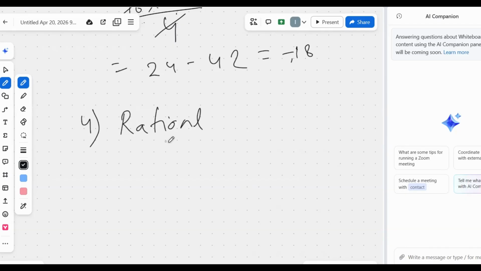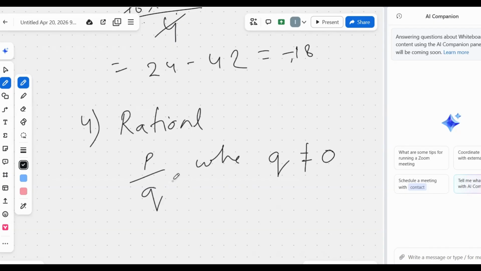and Q are both integers and Q is not equal to 0. Yes, very good. A number that can be expressed in the form of P over Q, where P and Q are going to be your integers, and Q should not be equal to 0. Can anyone tell me why we are not keeping Q equal to 0?